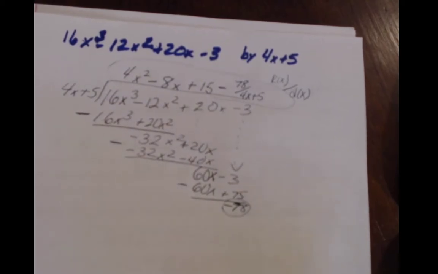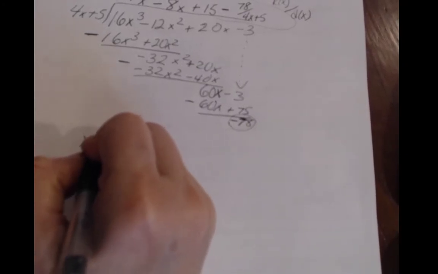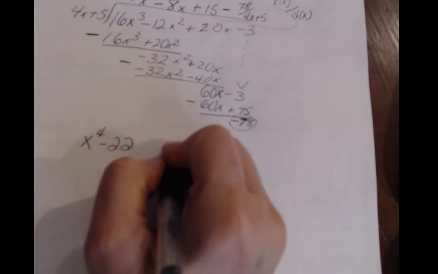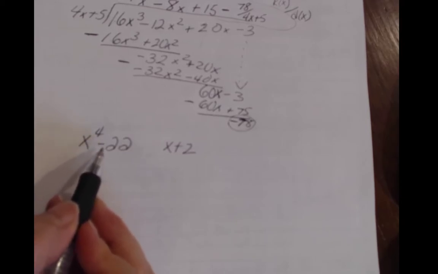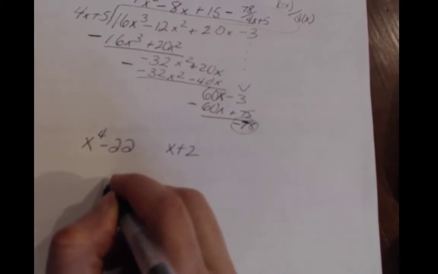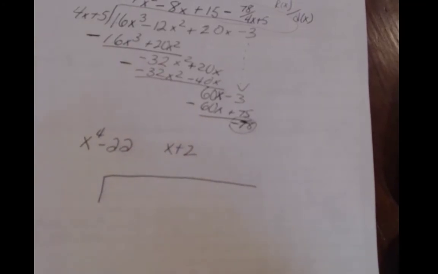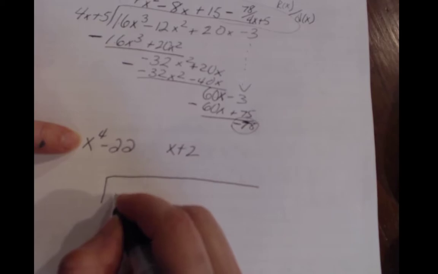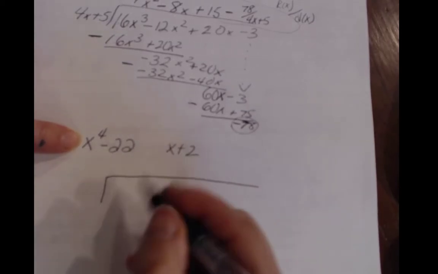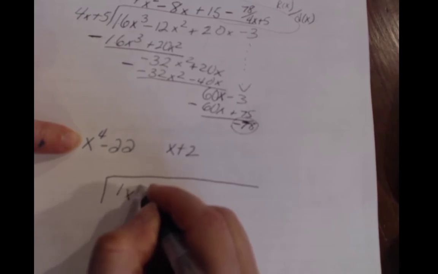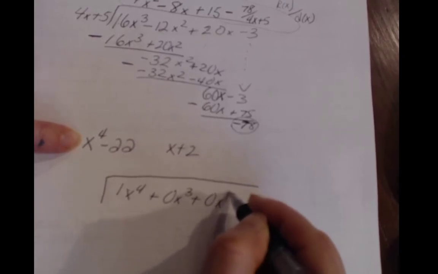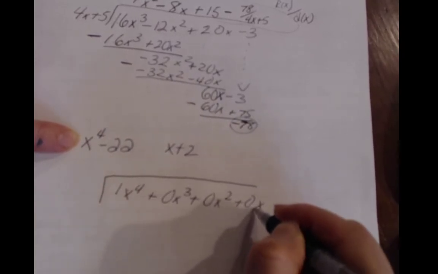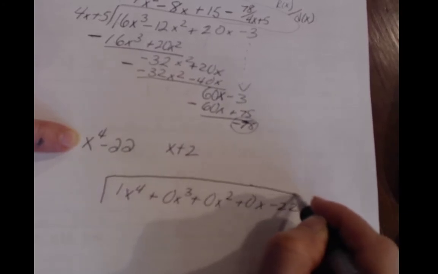Okay, so let's try again. Here, this is a great one to try. X to the fourth minus 22 by x plus 2. Why is this great? Because notice there's terms missing. There's no cube term, no squared, no linear term. And what do we do if there is a term missing? That is an important thing to note. It won't work unless you put in the zeros of those terms. So we have 1 x to the fourth plus 0x cubed plus 0x squared plus 0x minus 22. We need all those zeros in there.